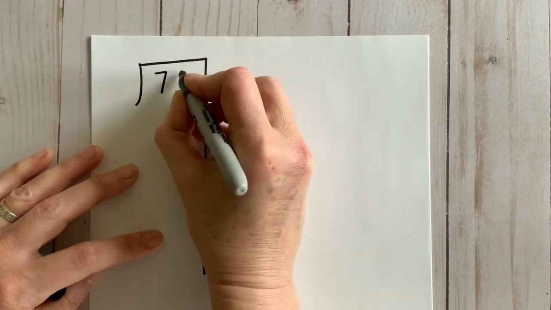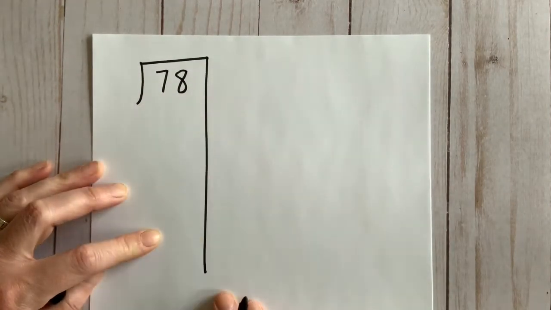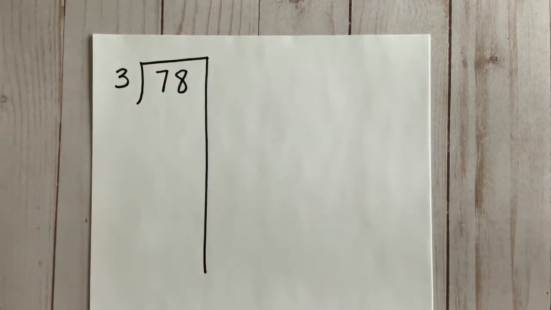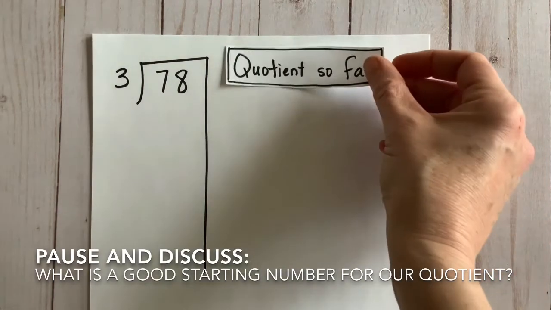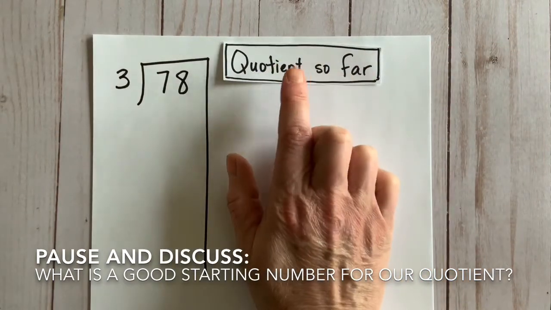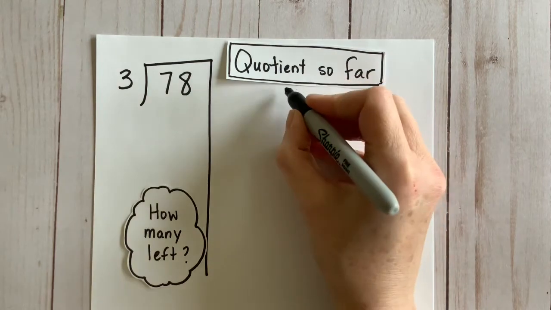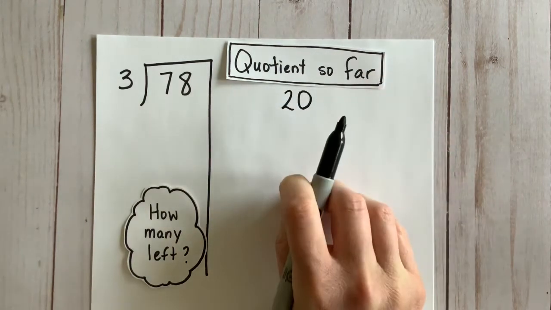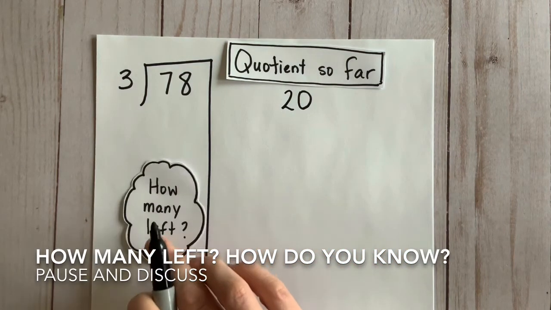Okay, one last example before you practice on your own. Let's split 78 into 3 equal and fair groups. I'd like your thoughts. What number might we start with for our quotient? Pause and discuss. We decided to go big this time. We were pretty sure that we could start with 20 in each group. How many will be left? Pause and discuss.